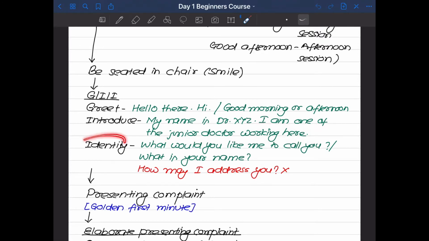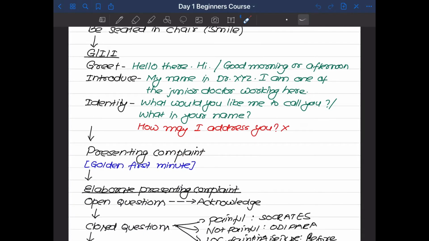Then identification is the third part you have to do. You will say, what would you like me to call you, or what is your name. You can also confirm their age, no problem. But please do not say how may I address you, because this is not how a conversation in British culture works. It will be too informal and inappropriate. So you say what would you like me to call you, what is your name, can I also please confirm your age. That's it. Then after that, your consultation begins with asking the presenting complaint.